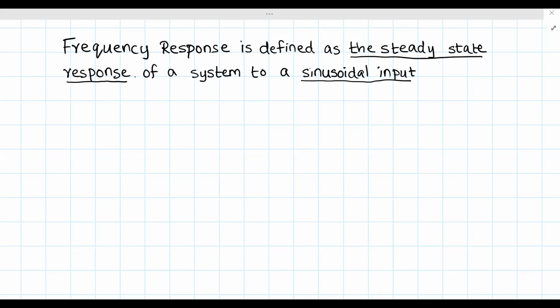Now, what's the specialty of the sinusoidal input? It is unique in the sense that any signal can be represented by a family of sinusoids of varying amplitude and frequencies. That's the basic idea behind Fourier series. We know that. So any signal can be represented as a family of sinusoidal waveforms of appropriate amplitude and frequencies. Right? Now, let us consider frequency response for an LTI system.